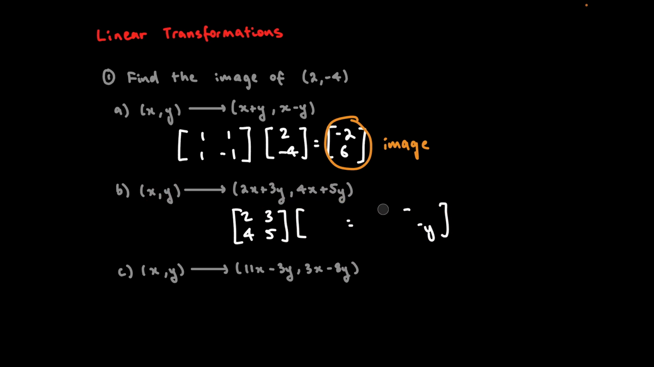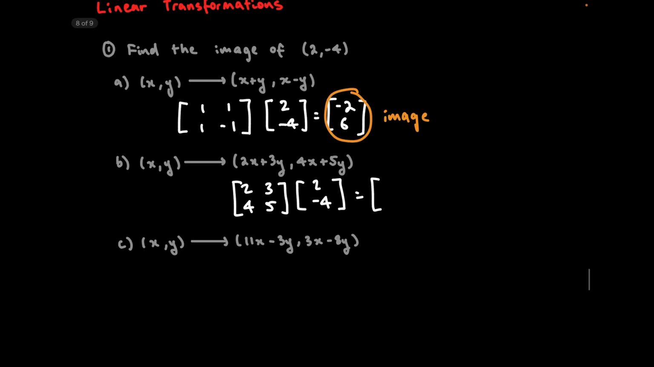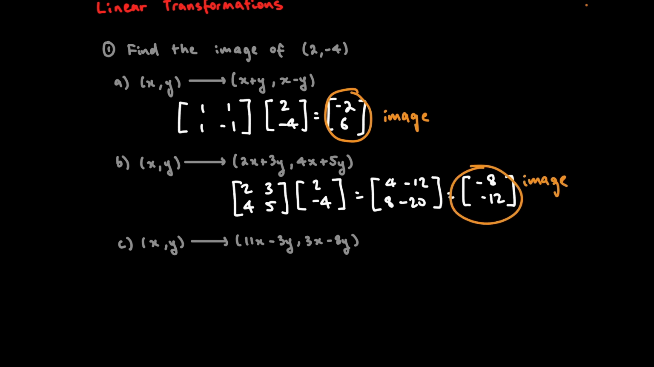But we don't really care about any (x, y), we care about the specific coordinate in the question, (2, -4). So let us now multiply these matrices out. [2, 3] times (2, -4) gives us 4 minus 12. [4, 5] and (2, -4) gives us 8 minus 20. So that is simply equal to (-8, -12). So this here is our image. This is the coordinate of the new point after the transformation.